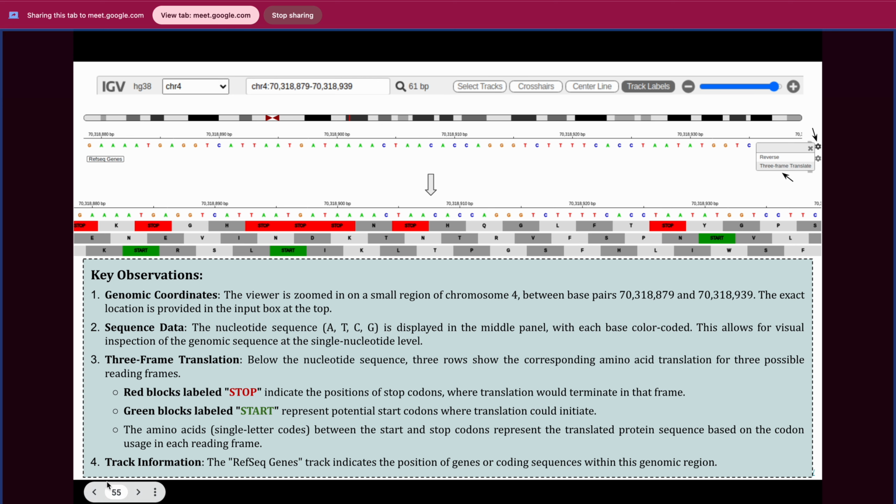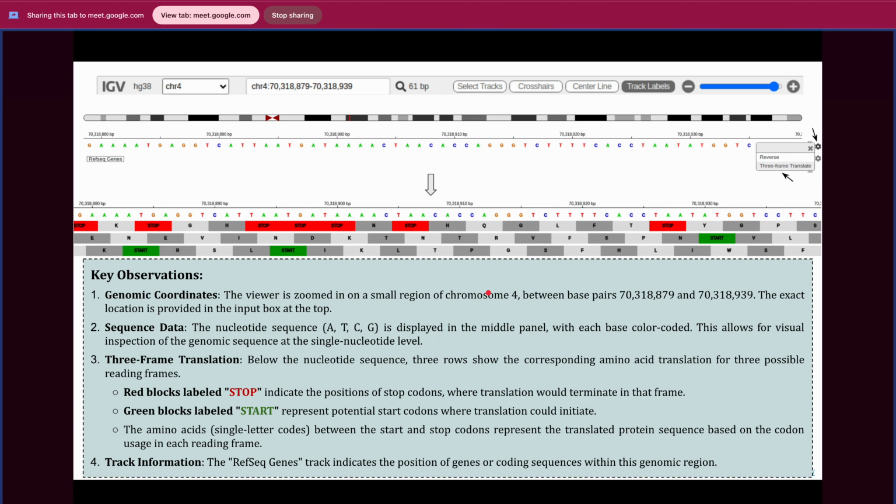And then about the track information, the RefSeq genes track indicates the position of genes or the coding sequence within this genomic region. And you can also increase this. For example, if you click on minus minus, then it will shrink, meaning these boxes' size will reduce. So this is just to scale up the visual or the figure which is shown here.